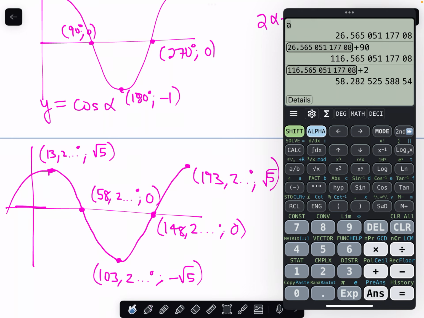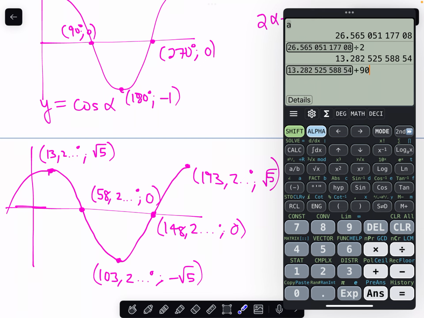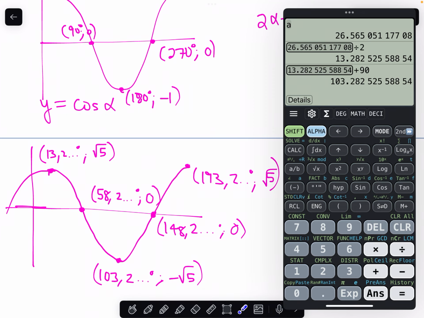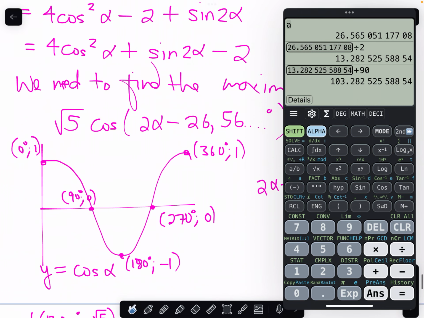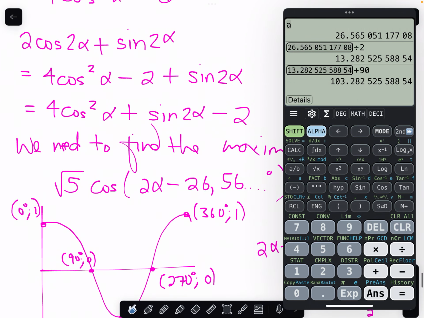And we can double check these things for sure. Let's take our alpha, our 26,56, and divided by 2 to get the 13,2, and add the 90. So, this is the point I was trying to get at, this x value. If we put this x value into this function, we should get an output of negative root 5. So let's see. Sanity check.